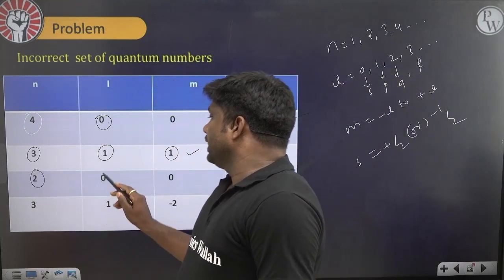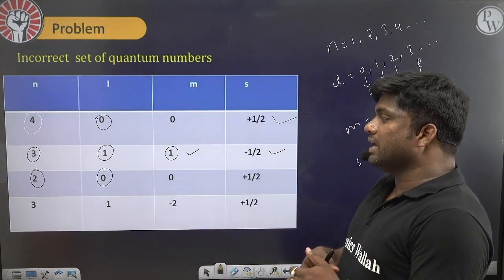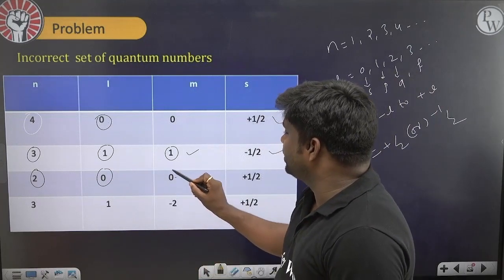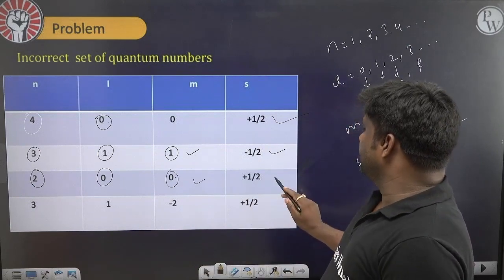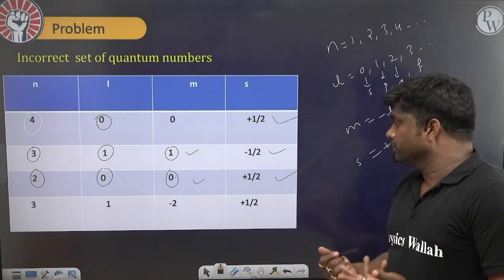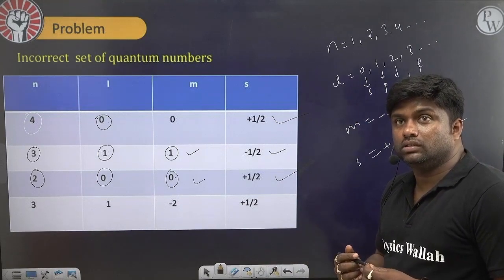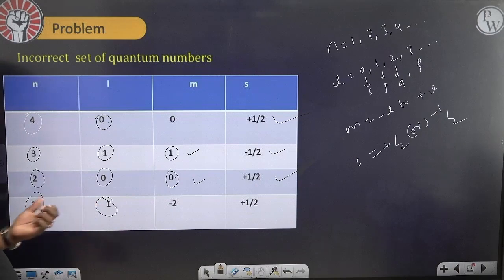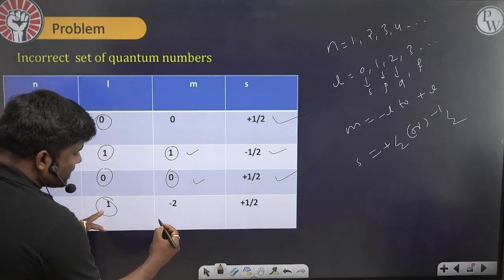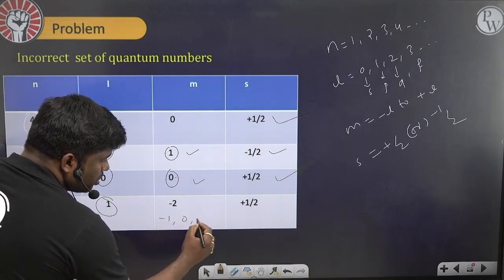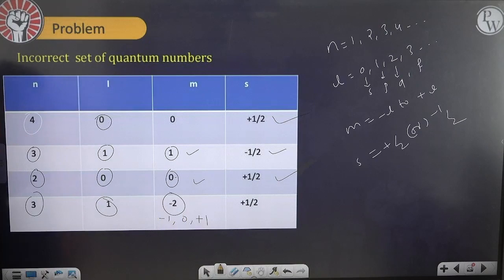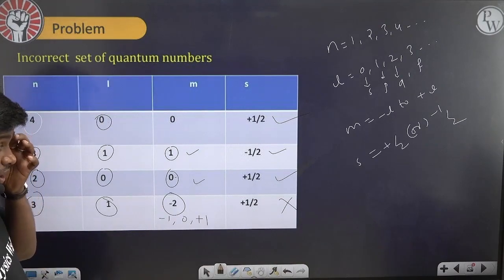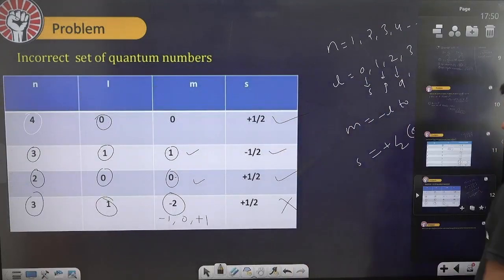N value 2, L value 0, this is also L less than N, it is possible. L value 0 means M value minus 0 to plus 0, this is also possible. And S value will be plus half or minus half, anyone you can take, no problem. So that's why this is also possible. And see this one, N value 3, L value 1, L is less than N, this is possible. But M value will be minus L to plus L, that is minus 1, 0, plus 1 only should be there. Here what is there? Minus 2, this is not possible. So this set of quantum numbers is not possible. So option D is the correct one, last option.